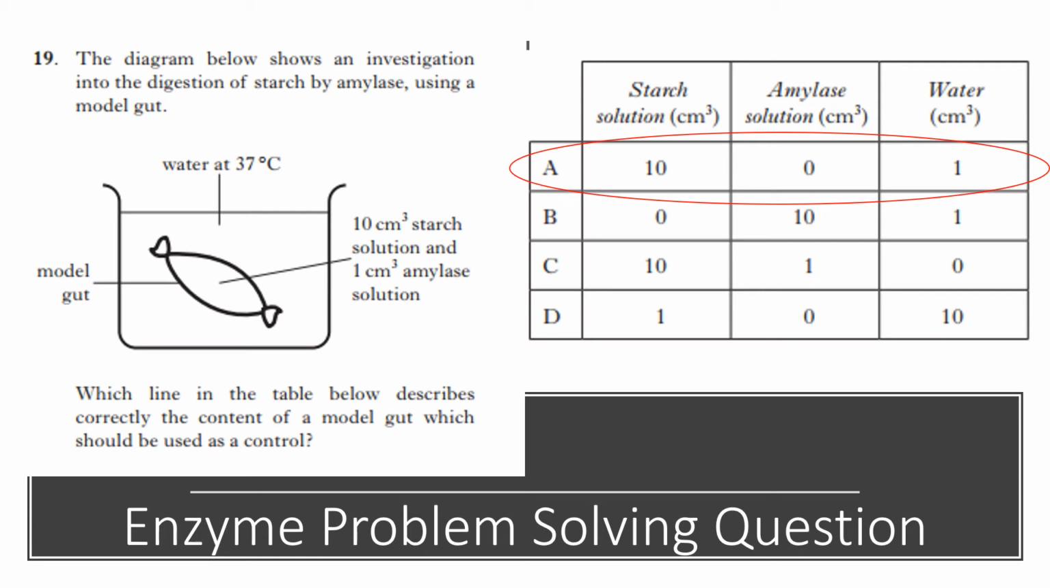So we've got our starch solution and we've got our water, but we've not got any amylase. That proves that the amylase would be having the effect. Remember, the reason for a control is always to prove that something is having an effect. In this case, it proves that amylase is causing the effect and it's not happening on its own.